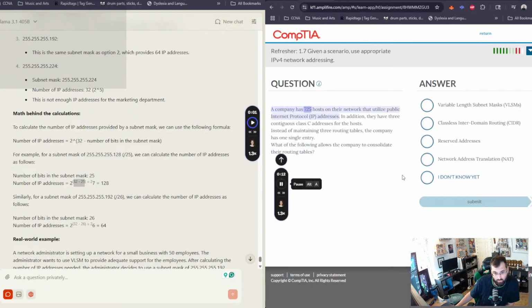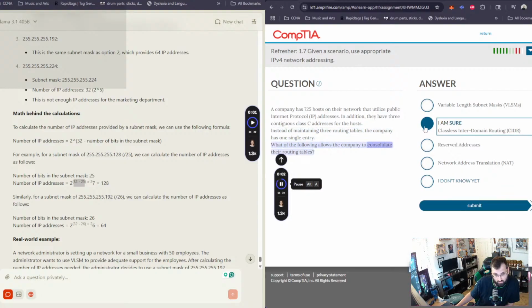A company has 725 hosts on their network that utilize public Internet Protocol IP addresses. In addition, they have 3 contiguous Class C addresses for the hosts. Instead of maintaining 3 routing tables, the company has 1 single entry. What of the following allows the company to consolidate their routing tables? CIDR.